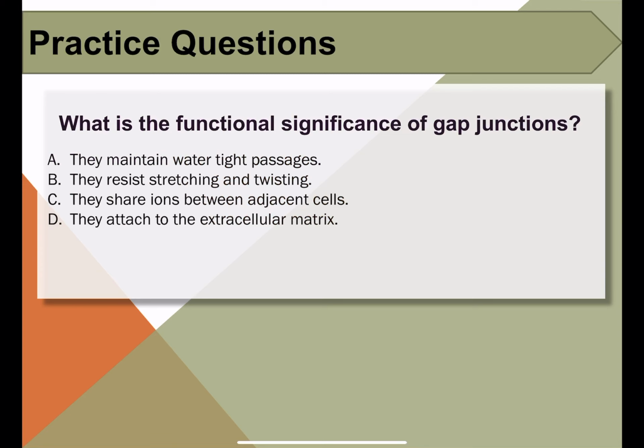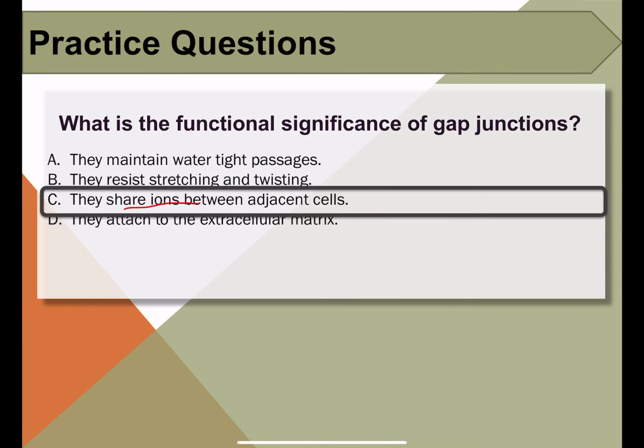What is the functional significance of gap junctions? They share ions between adjacent cells because they have these connexins that form channels between two cells. For example, there's one cell here, and gap junctions are formed by these cylinders with a central pore in them for ions to pass through from one cell to the next.